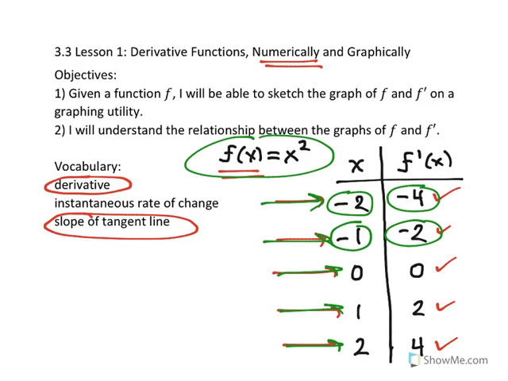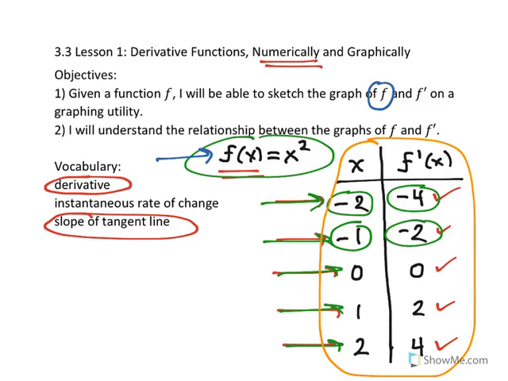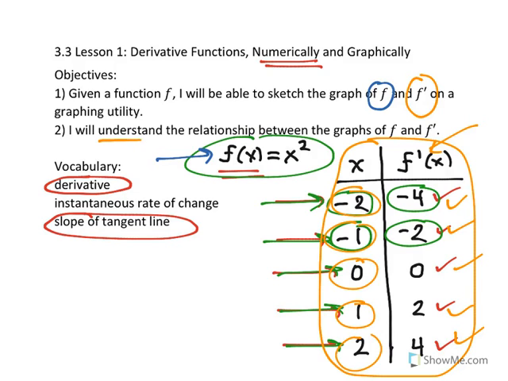With this information, we'd like to sketch the graph of f, which is f of x is equal to x squared, and we'd like to use what information we have here about values of the derivative function at these x values to plot these 5 points, and these 5 points will be on the graph of the derivative function. And then we would like to understand the relationship between the graphs of f and f prime.